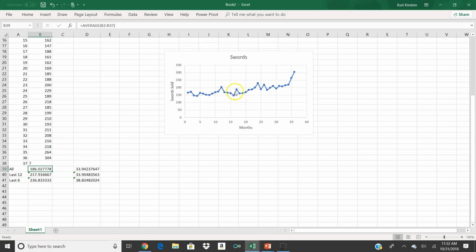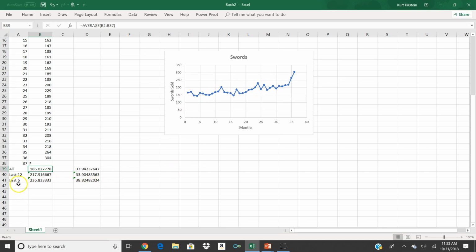186.02 seems to track fairly well with some of this data, but all of a sudden around month 20 we're starting to see a trend, and that trend is starting to go up above 200. It ducks down here, but then it seems to sort of take off. So there seems to be some recency, and the use of the entire data set may not be the best predictor for month number 37.